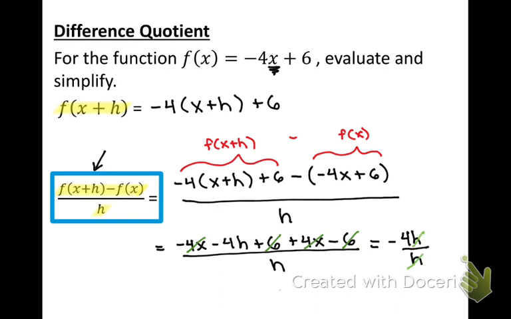See you later, h's. We are just left with negative 4. So my difference quotient simplifies to negative 4 here. You definitely need to be careful here with plugging in signs, distribution, keeping track of terms, all that. You've got to be very careful on this problem.